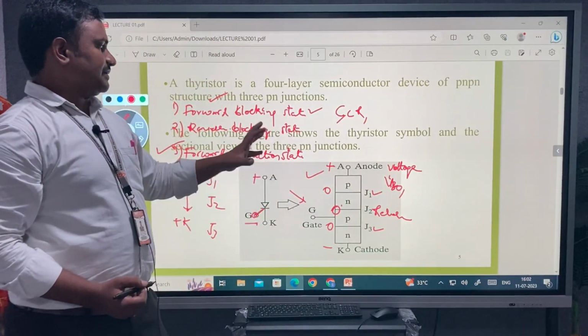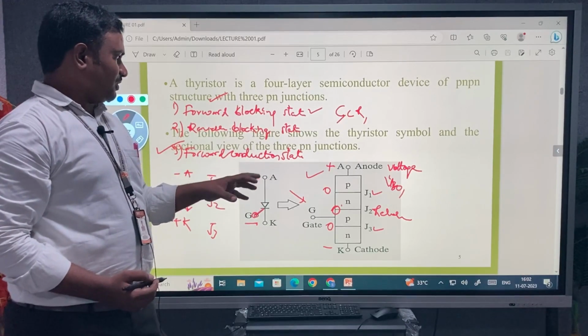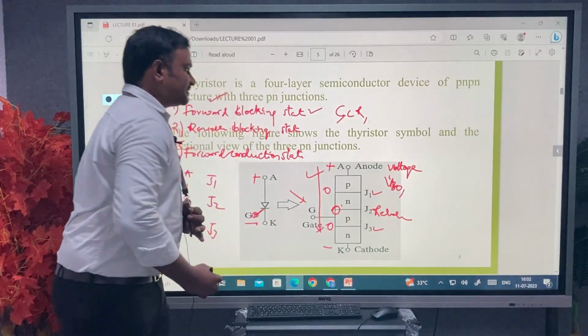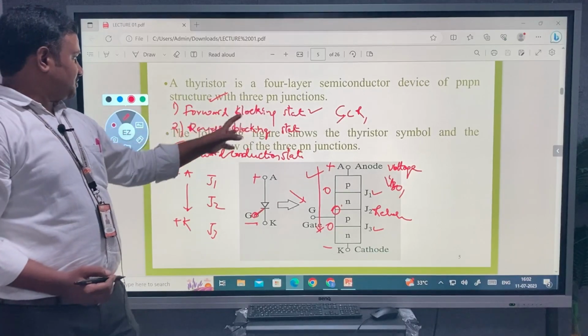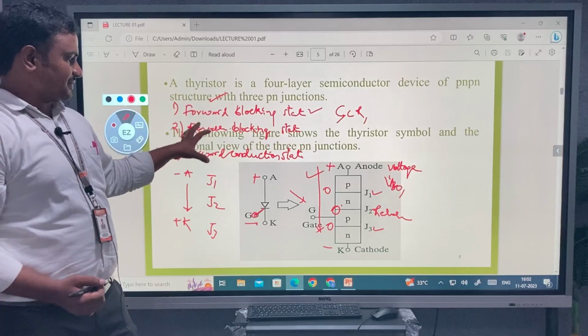break down at some particular voltage, that is called avalanche breakdown, or we can say breakover voltage. Therefore current will flow from anode to cathode in this case, and the switch comes from the forward blocking state to the forward conduction state. So these three are the modes of operation in a thyristor.